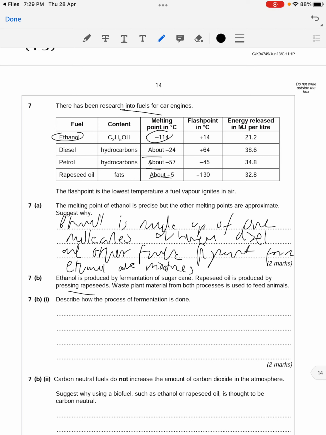Now ethanol is produced by fermentation of sugarcane. This is very important. Rapeseed oil is produced by pressing rapeseeds. Now waste plant material from both processes is used to feed animals, right? Describe how the process of fermentation is done. Now remember, you have to remember the key words.